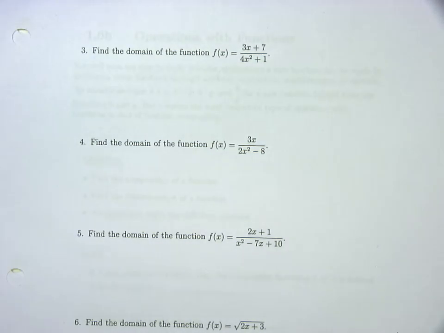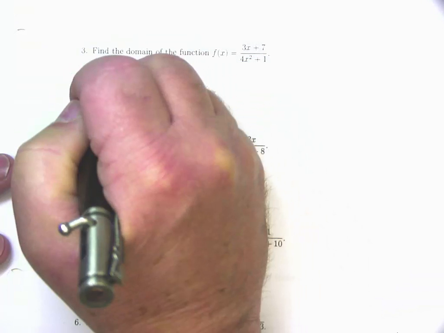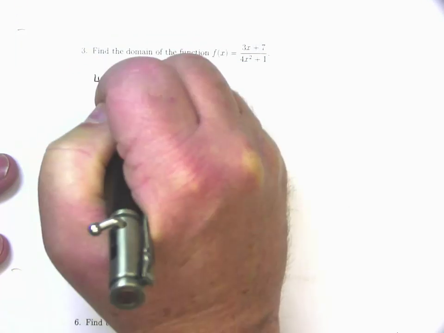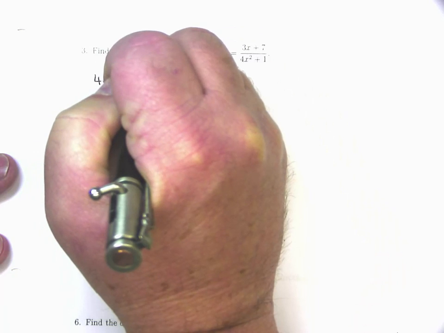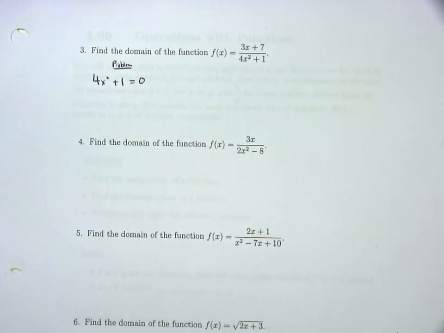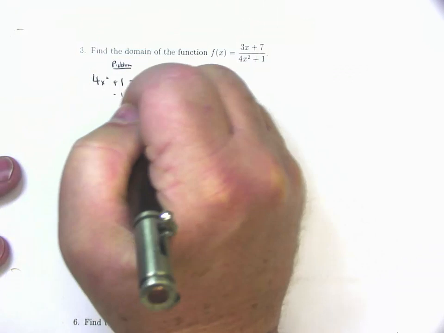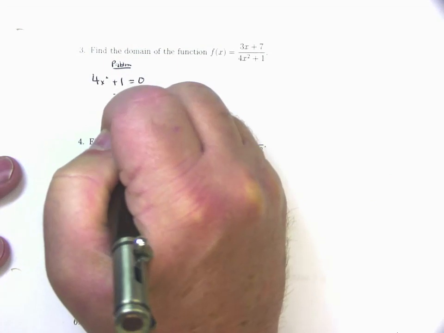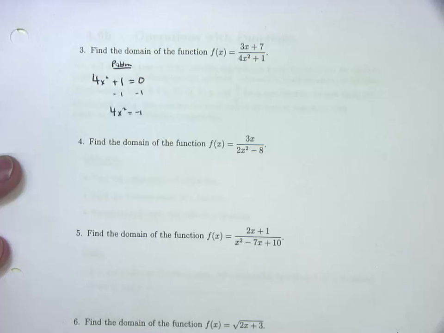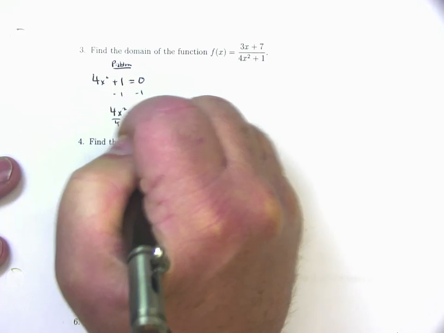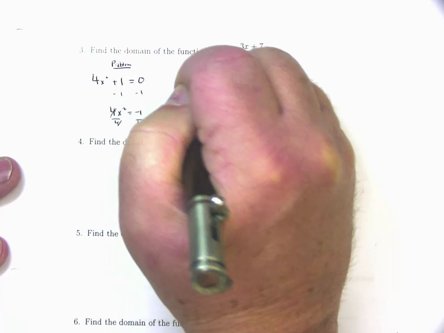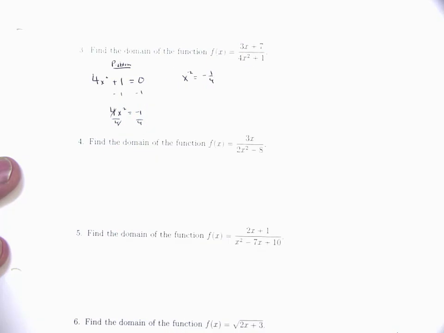So I'm going to have to worry about where the denominator, which is the 4x squared plus 1, equals 0. This would be my problem. Now, help me out here. Solve for x. Tell me what x is going to make this bottom 0. So the first thing I would do would be subtract 1. So I get 4x squared is equal to negative 1. Then, to get that x squared by itself, I'm going to divide by 4. So I end up getting x squared is equal to negative 1/4.